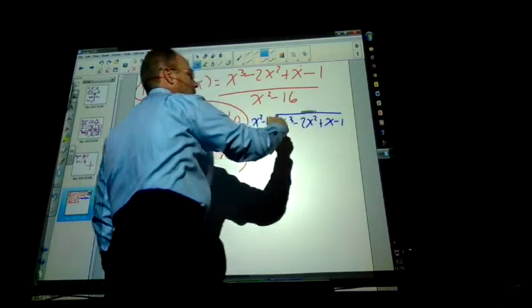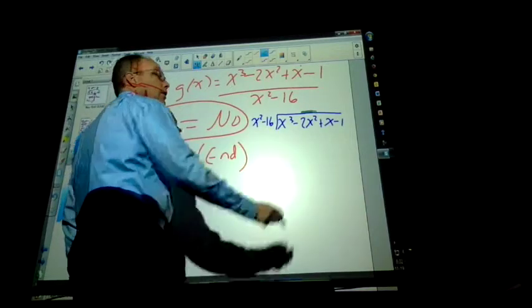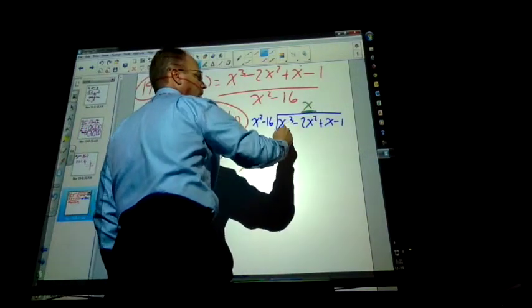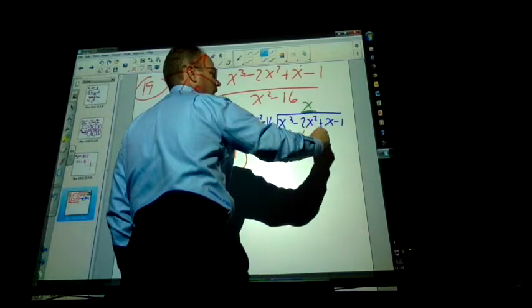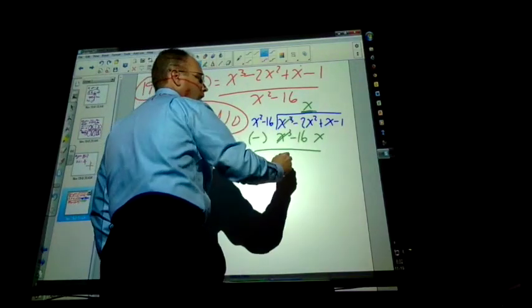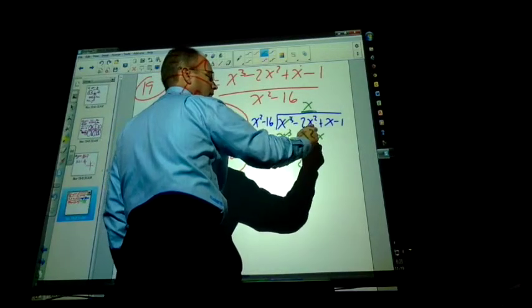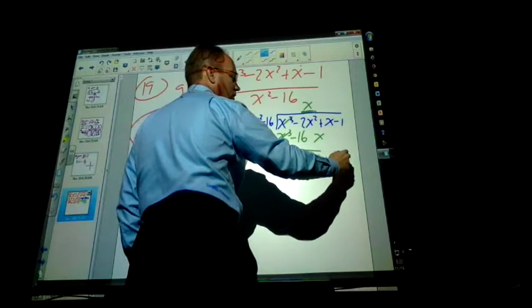So what do you have to multiply times x to get x, or x to the second to get x to the third? X. So that's going to be x to the third minus 16x. You're subtracting, so those cancel. Minus 2x squared comes down. Negative 16, that'd be negative, negative, positive, so that's plus 17x.